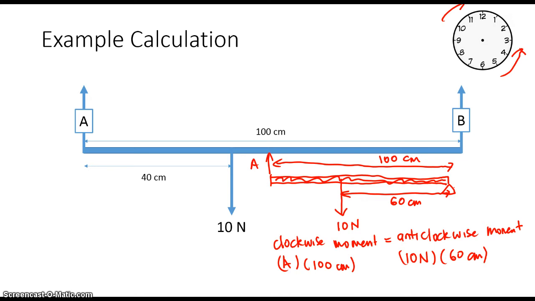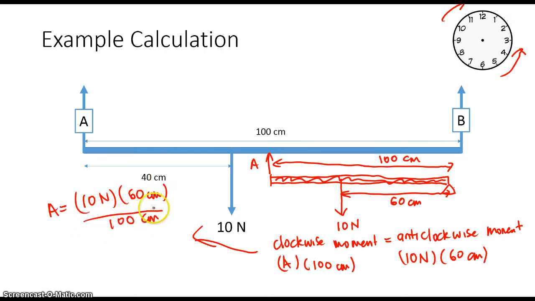Here we go, now we are ready. I have no space below, so I'm going to write at the side. We are ready to say that A equals 10 Newtons times 60 cm divided by 100 cm, which equals 6 Newtons. So we have used the principle of moments in this example by putting our pivot at B and finding the reading of the scale at A.